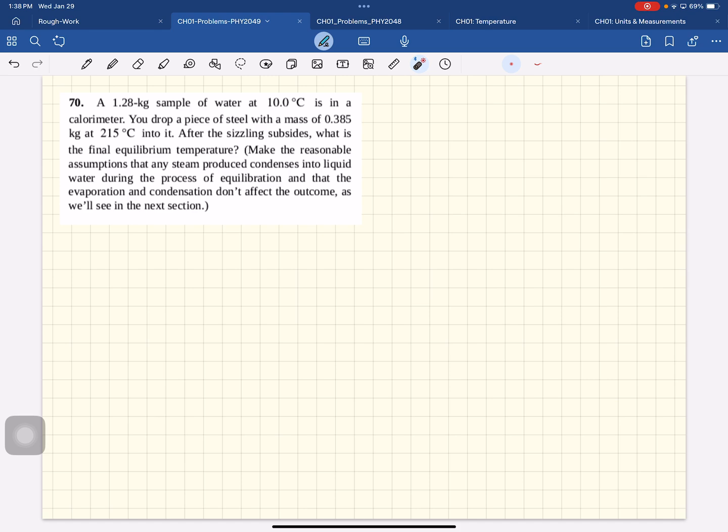Okay, so we'll do an experiment like this, a calorimeter. So this is calorimetry. I don't know, do you guys do a calorimeter experiment in your chemistry classes? All right, so a 1.2 kg sample of water at 10 degrees Celsius is in a calorimeter. You drop a piece of steel with a mass of 0.38 kg at 215 degrees Celsius into it.